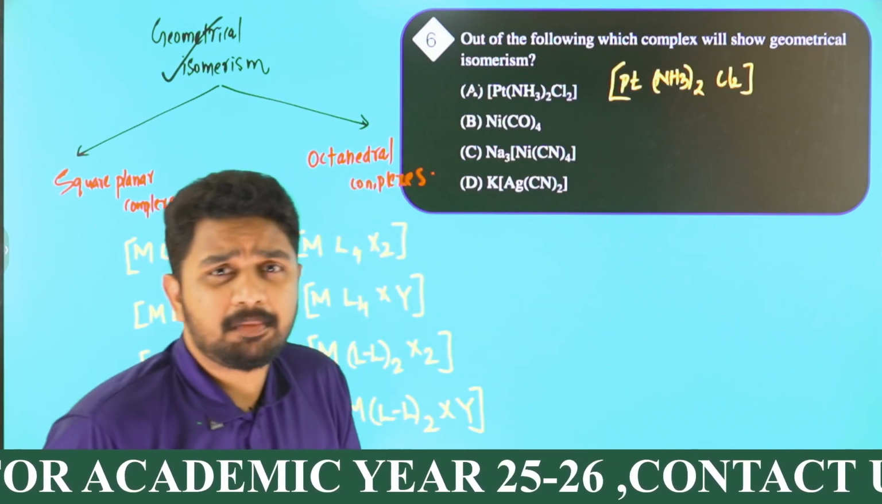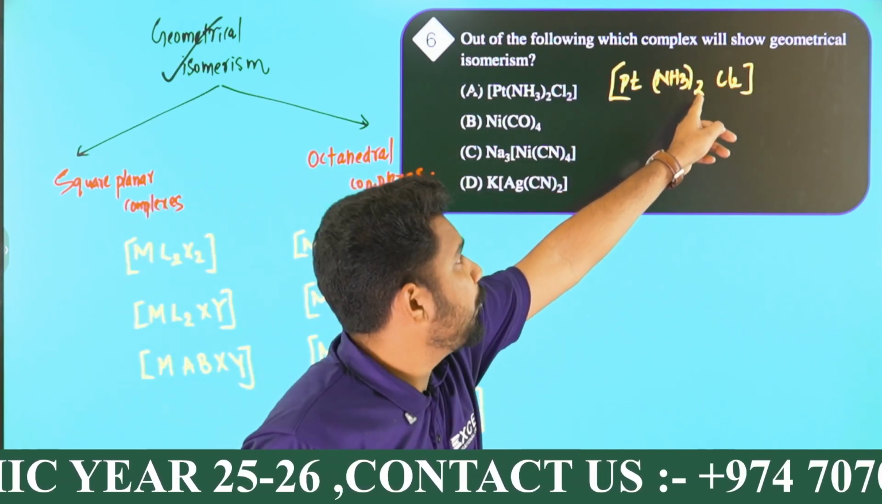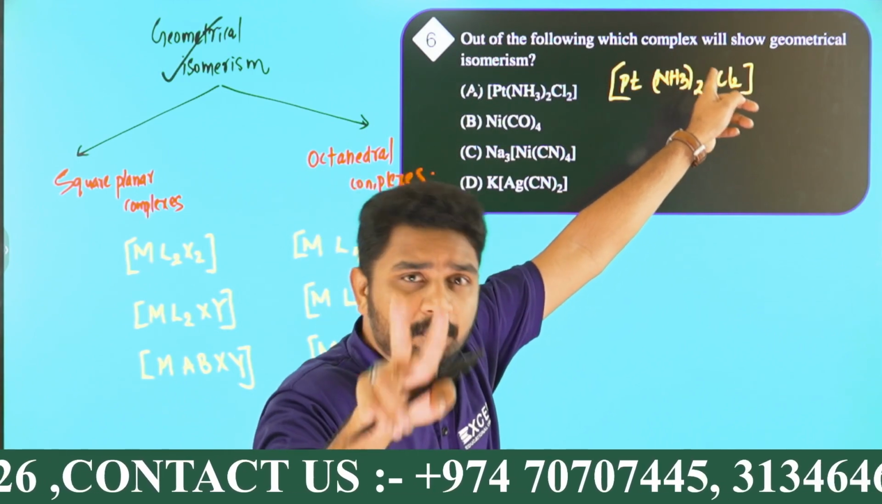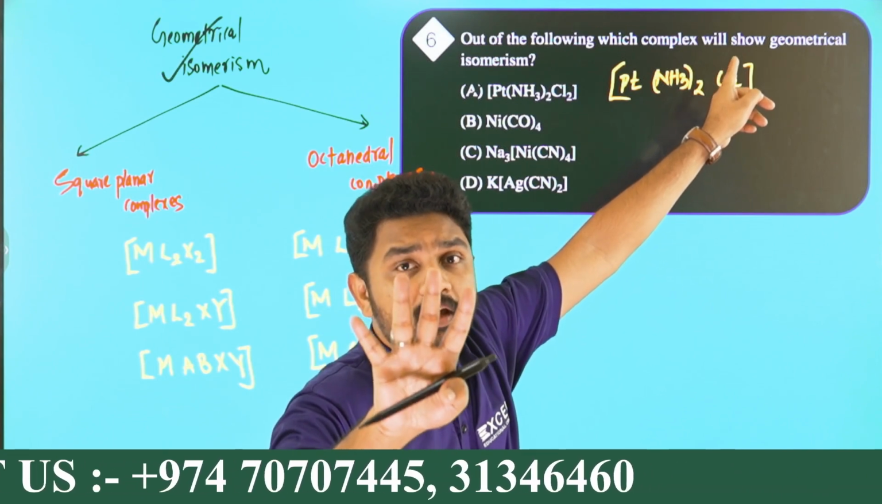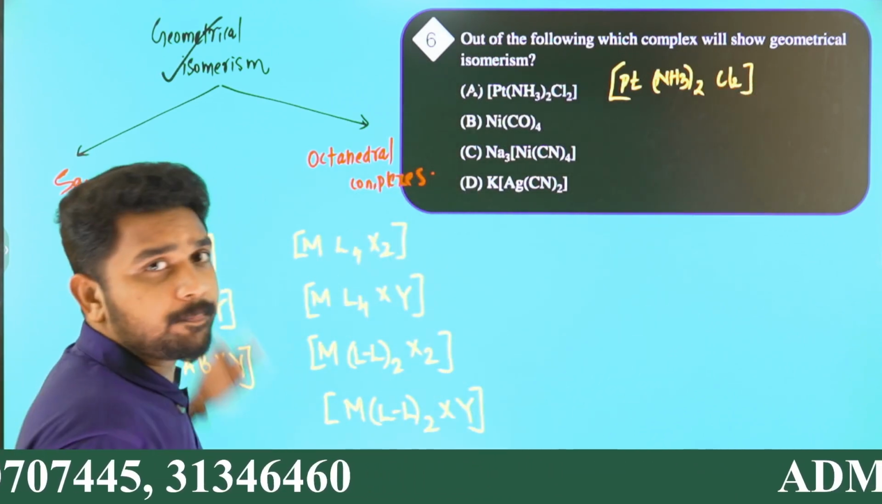What is the coordination number here? Can you tell me? NH3 is a monodentate. How many NH3 are there? 2. So 2 donor atoms. Cl, chlorine, is also monodentate. How many chlorine are there? 2 chlorine. So 2 donor atoms. So in total 4 donor atoms. If it is 4 donor atoms, then it will be a square planar complex.